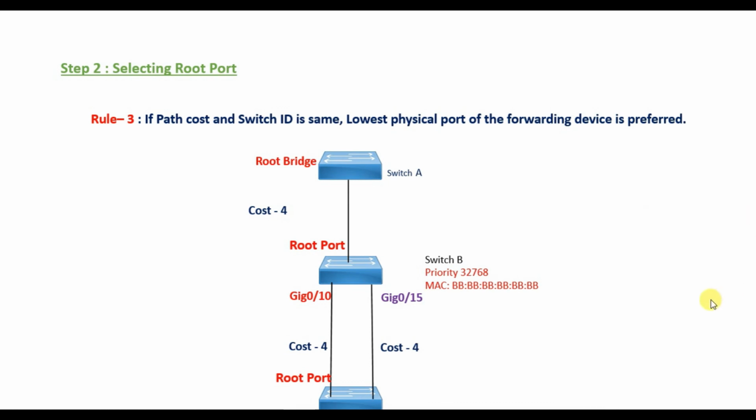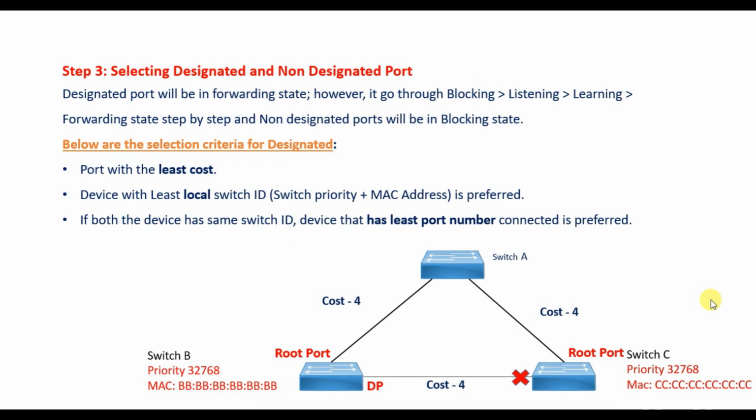So, the next step. Earlier we saw root bridge election and root port election. Now we are looking at selecting designated and non-designated ports. Generally, a designated port is a port which is in the forwarding state.